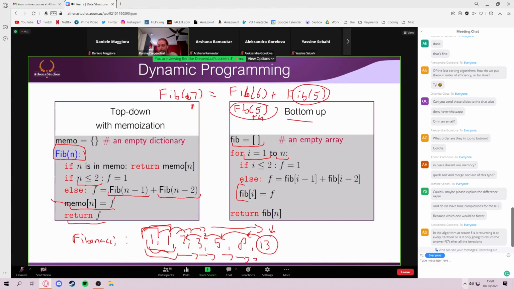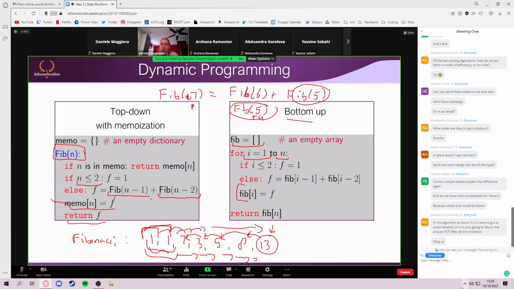Okay, so this is just another question. An algorithm that returns f, is it returning it at every iteration, or is it only going to return the answer after all the iterations? No, it really only returns the final part. Right, so it saves all the other values in memory, and then at the end, it calculates the f.